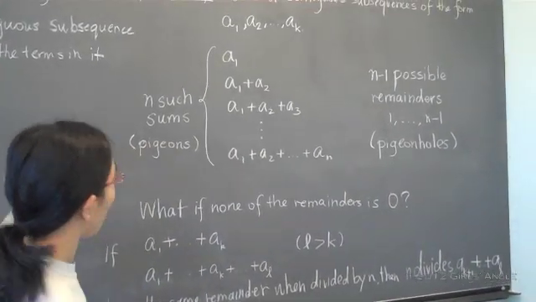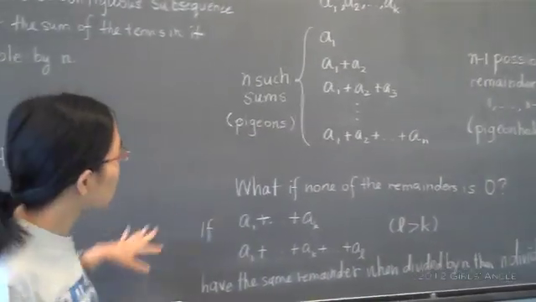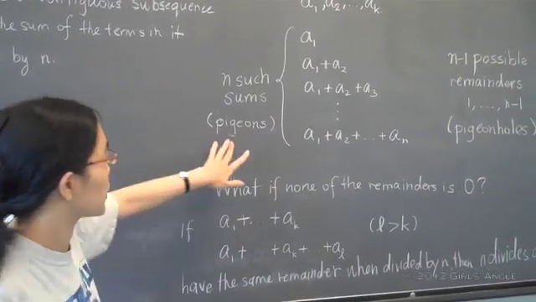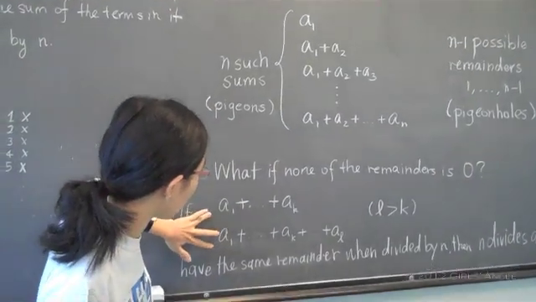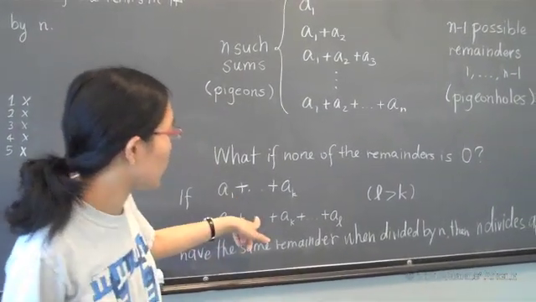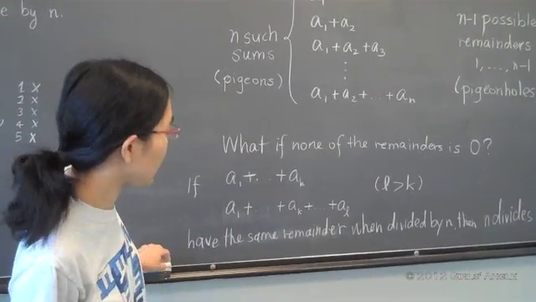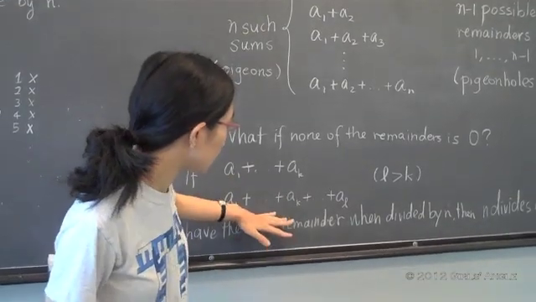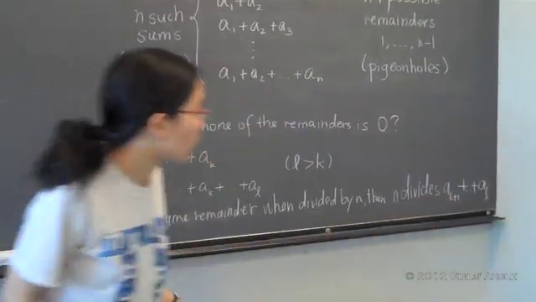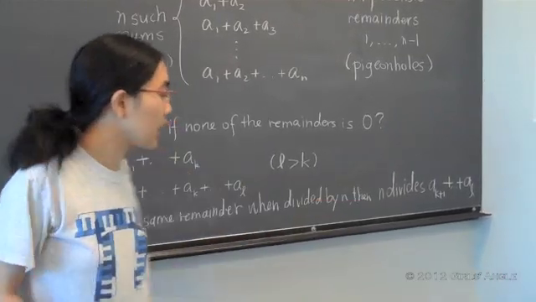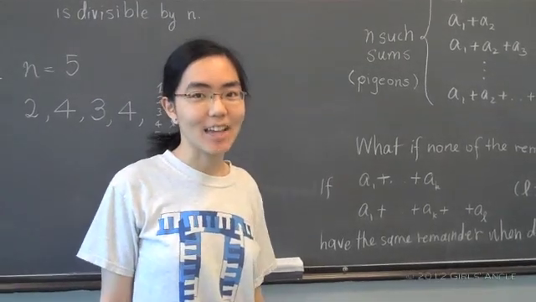So now we have n pigeons and n minus 1 pigeonholes. So in fact we can conclude that two pigeons go into one pigeonhole. Namely, there are two such contiguous subsequences that have the same remainder when divided by n. So that's it, we're done. We take these two subsequences, take their difference, which will have to form a(k+1) all the way until al, and that gives us the contiguous subsequence we want. Hope you have had fun.